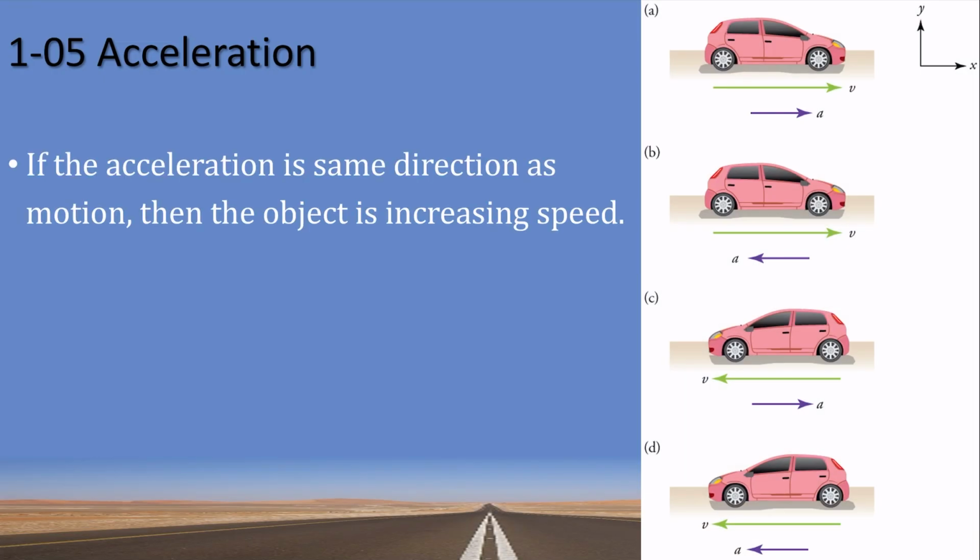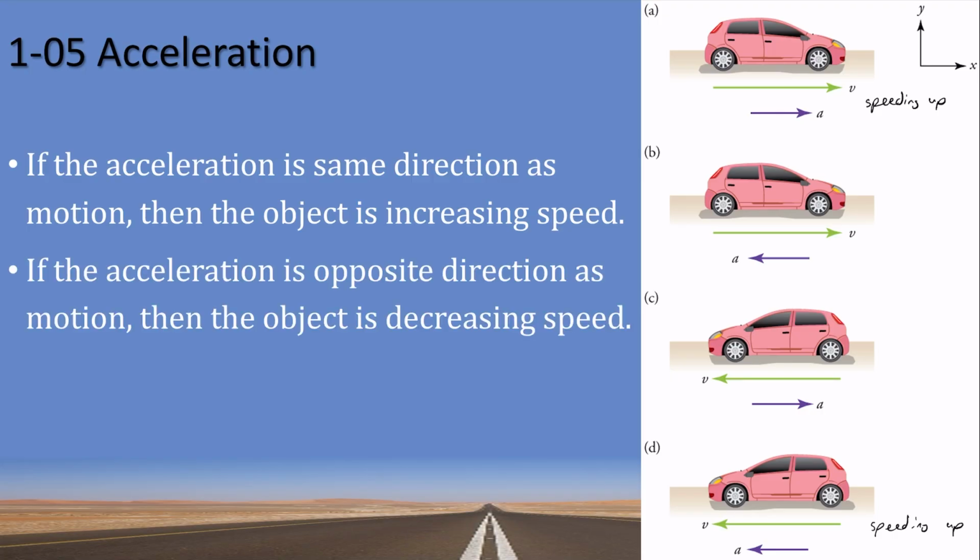If the acceleration is in the same direction as the motion, then the object is increasing speed. So in our first case, our car is traveling forward and accelerating forward. So this car is speeding up forward. In the last one, the car is going backwards and accelerating backwards. So this one is also speeding up.